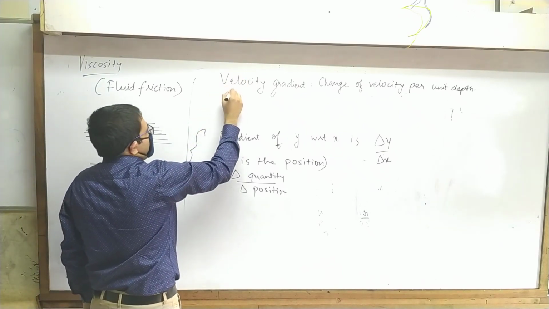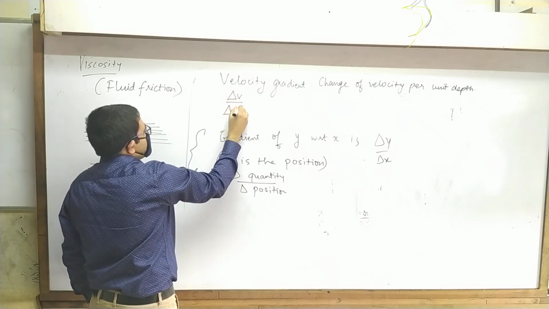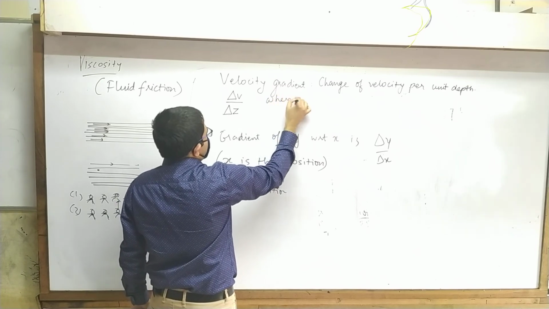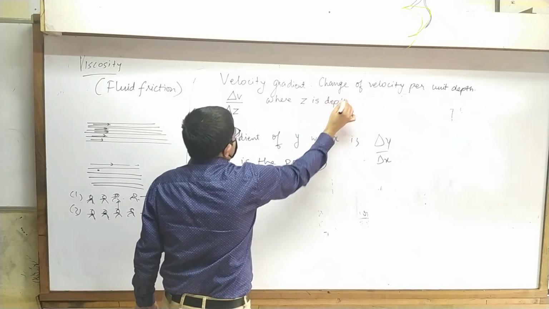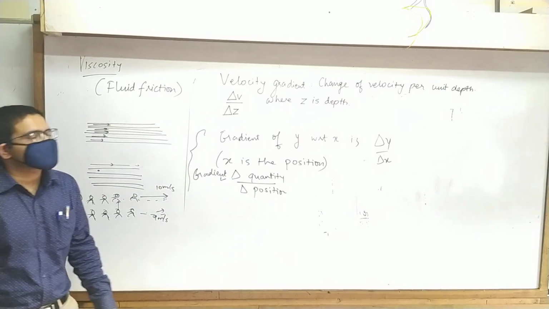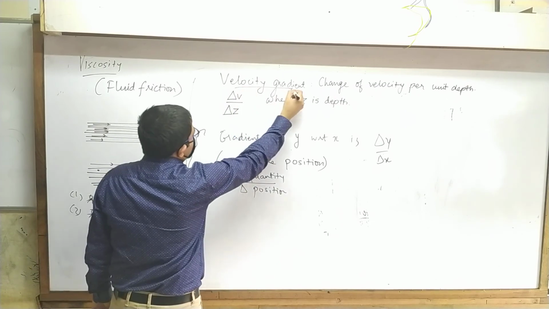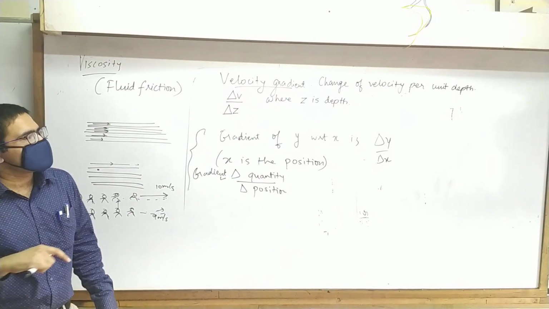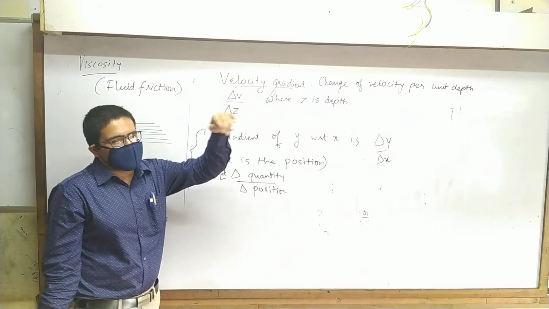So velocity gradient is delta v upon delta z, z for depth, where z is the depth. So velocity gradient has what formula? Delta v by delta z, where z is the depth. Right? Again, it is the change of velocity per unit depth.